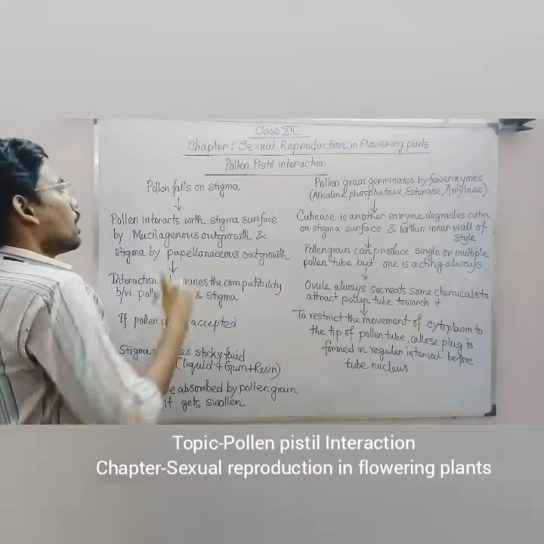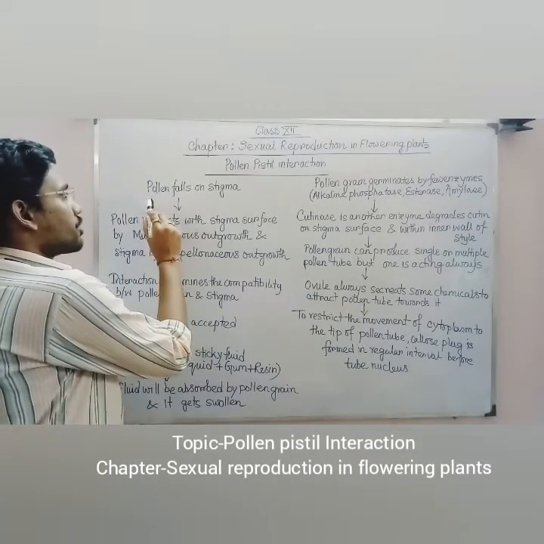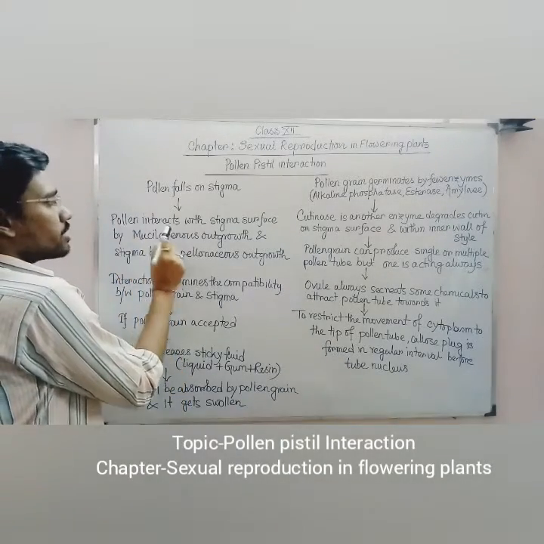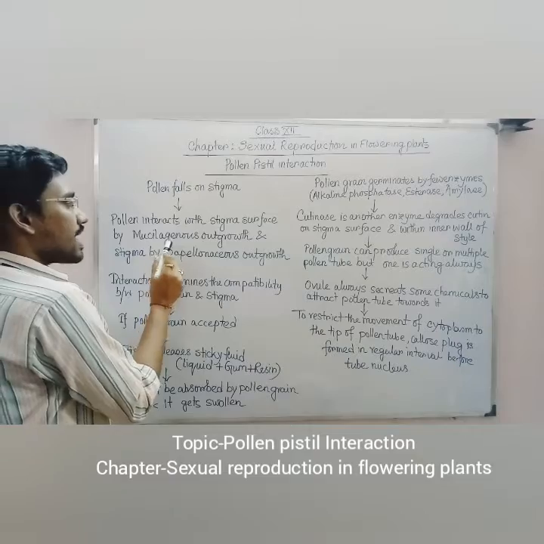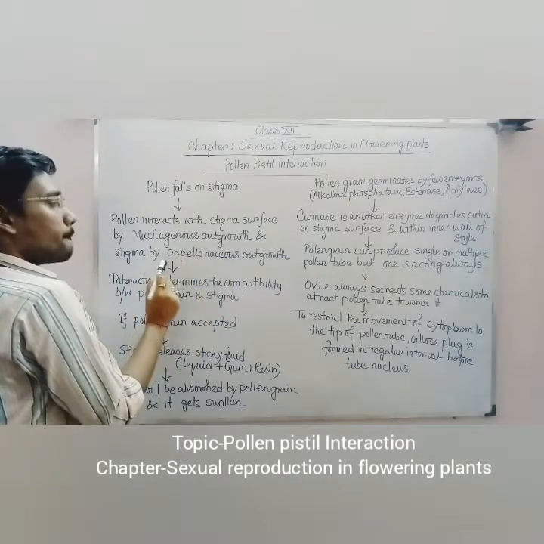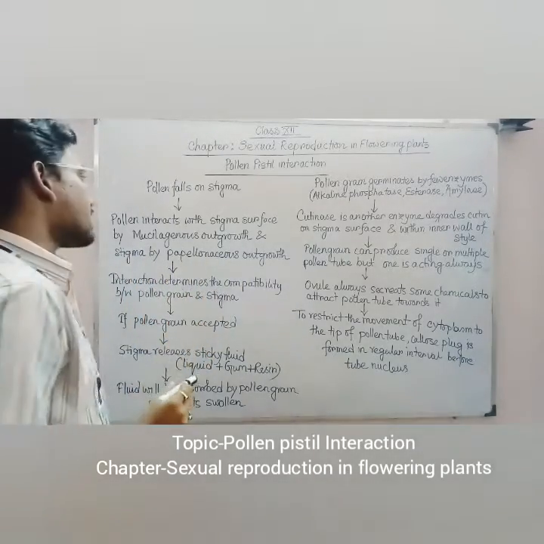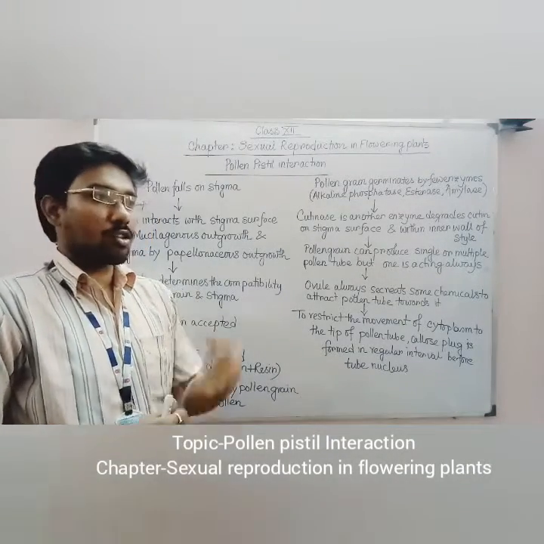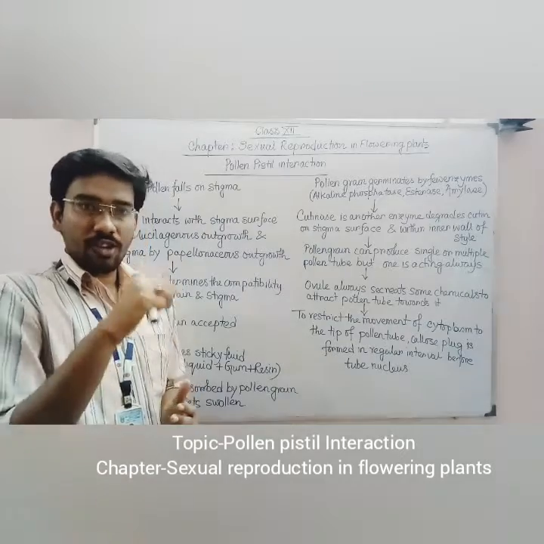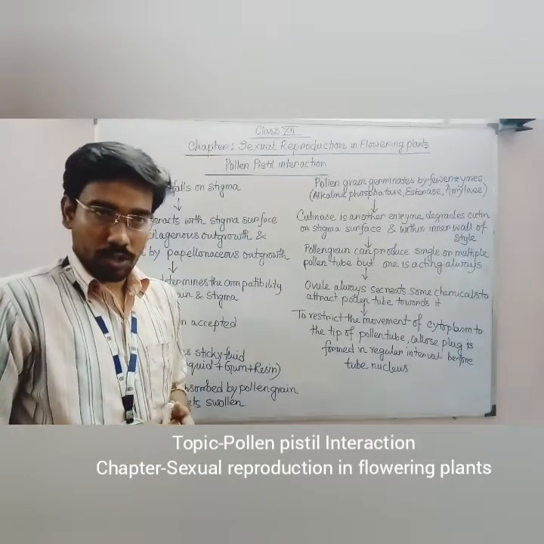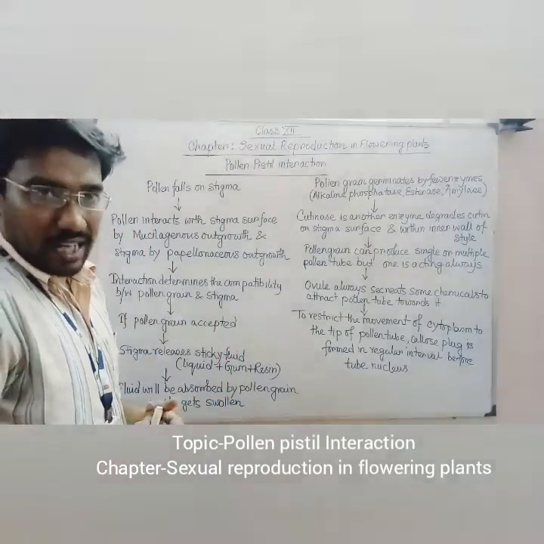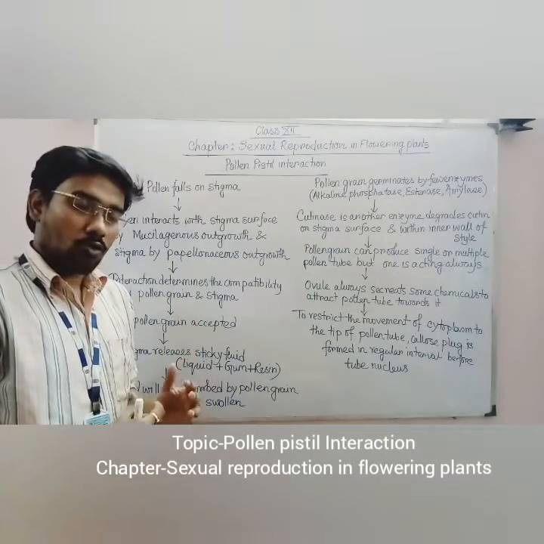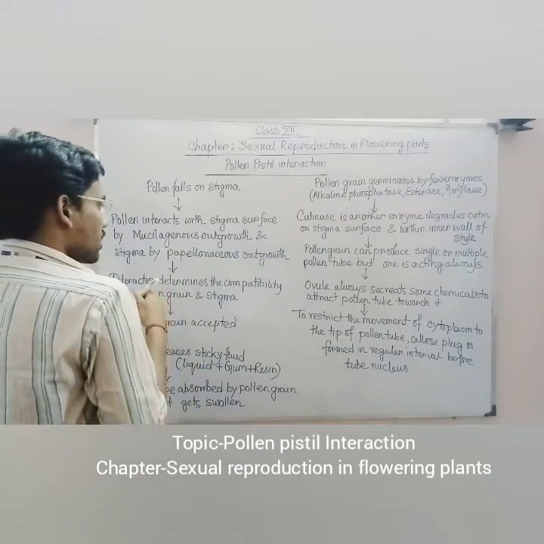First you can see, we all know during the time of pollination pollen falls on stigma always. Second point, you can see pollen interacts with stigma surface by mucilaginous outgrowth and stigma by papillonaceous outgrowth. That means if you see the microscopic structure of the pollen grain, you have seen that on the surface of the pollen grain several outgrowths or several bristle-like structures, which is actually present on the layer of exine. So those specific outgrowths are commonly known as mucilaginous outgrowth.